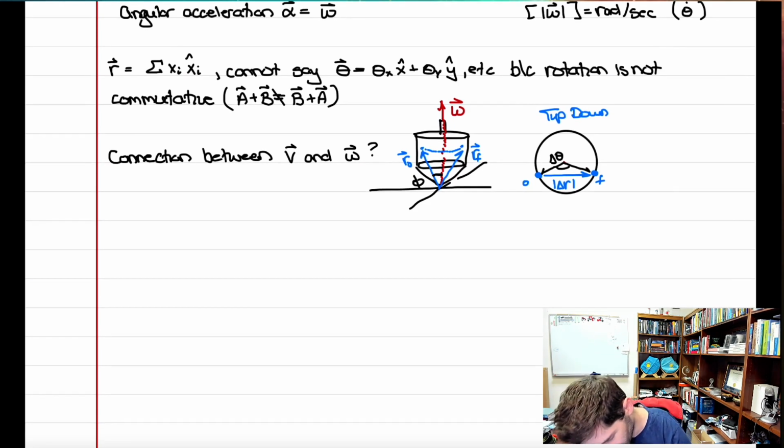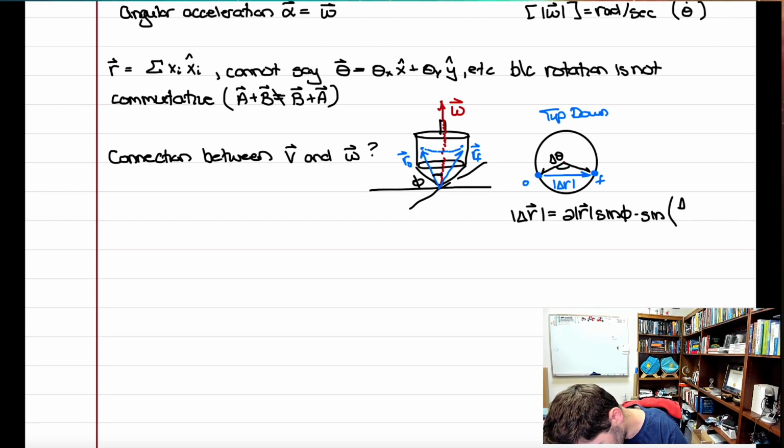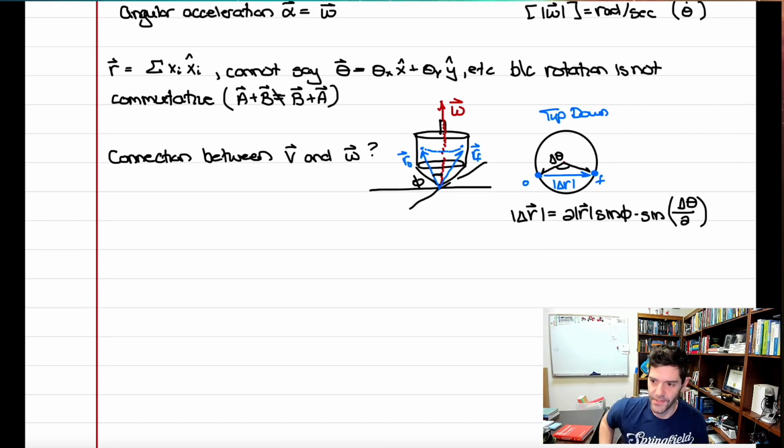So let me just jump to the answer. This change in the position vector, the magnitude of it actually, ends up being 2 times the magnitude of the position vector times the sine of that phi angle. So essentially you're projecting the position vector onto this top-down plane. And then there is a sine of delta theta over 2. That corresponds to the amount that the rotation has occurred. And that's the change in position ultimately that's going on.